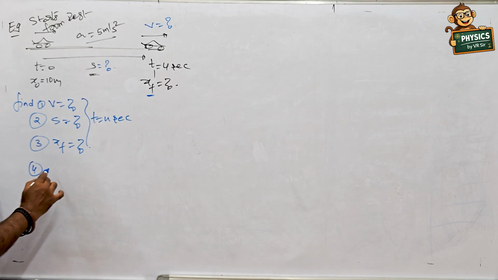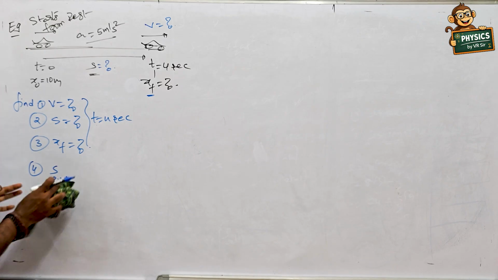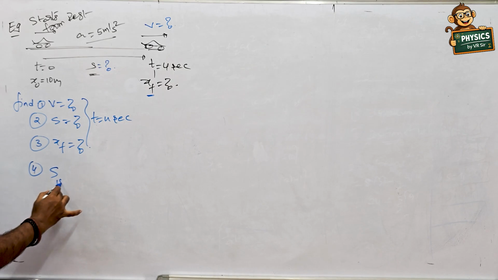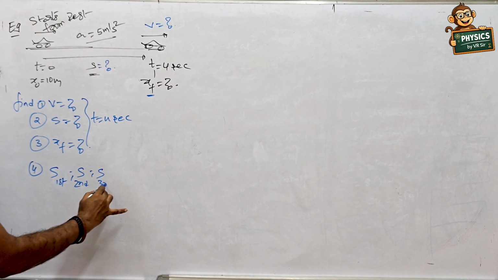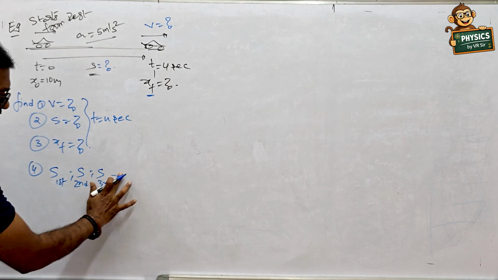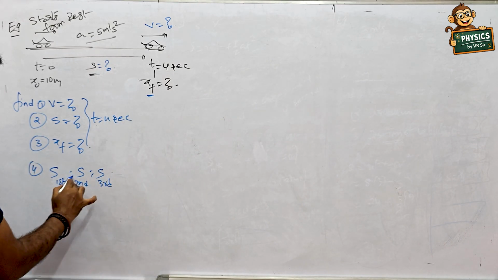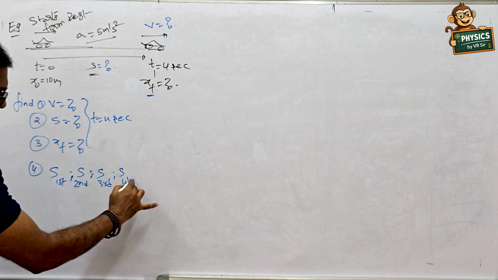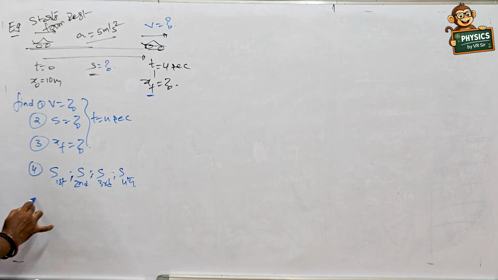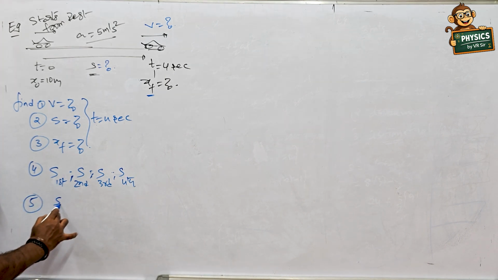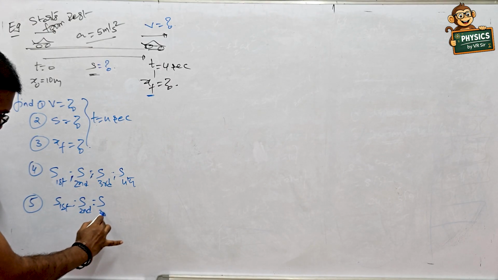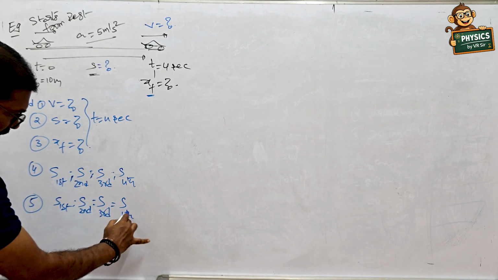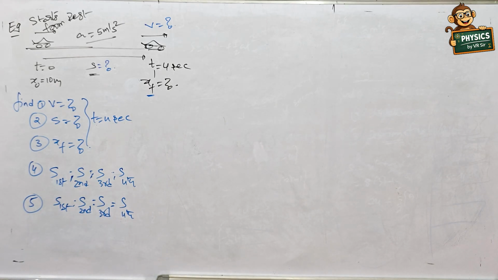Now the fourth one. What is the displacement in the second, or else we can calculate the displacement in the first second, displacement in the second second, displacement in the third second. You should find it out. Total journey is given as 4 seconds. So what is the displacement in the fourth second? Now after finding this, we can write the ratio of displacement in the first second, displacement in the second, displacement in the third second, and displacement in the fourth second.